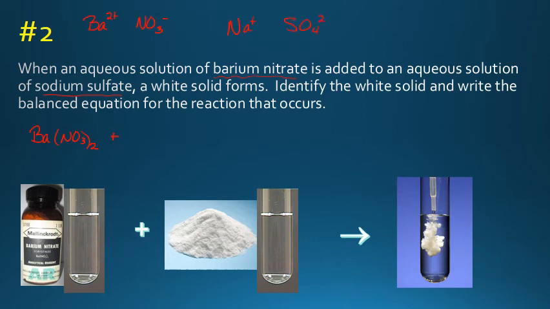And by the way, it's a really good idea to write the ions separately. It'll make your life so much easier. So the formula for sodium sulfate, we have Na2SO4. Now, both of those are aqueous. I'll write aqueous here. Now, exchange the anions.